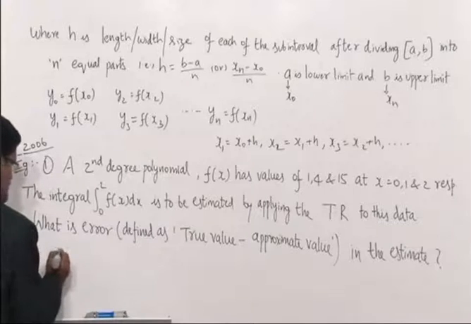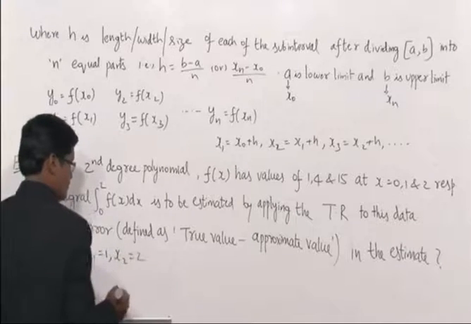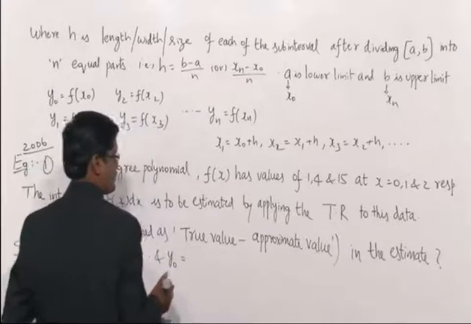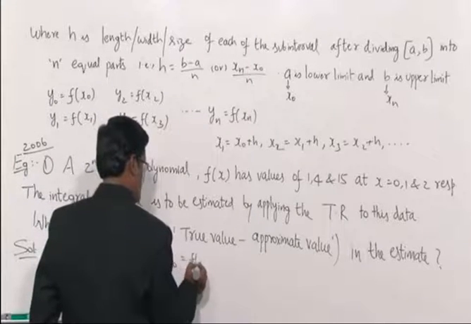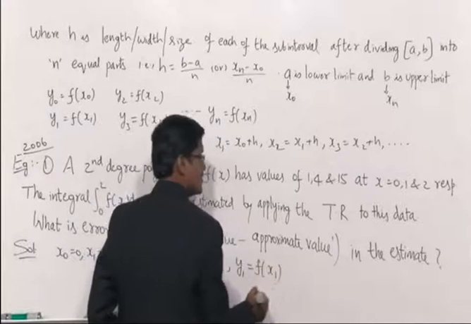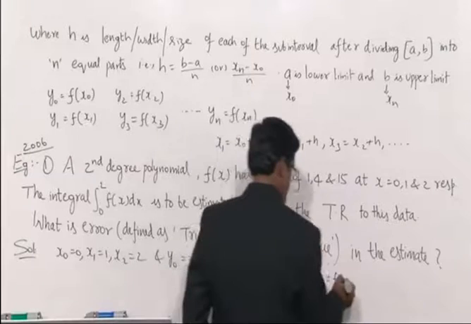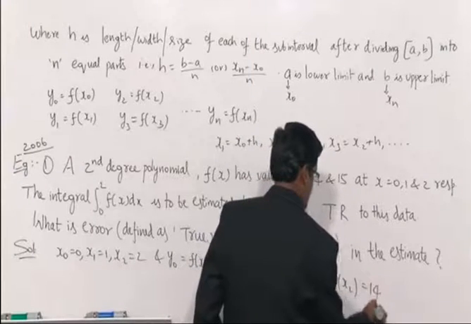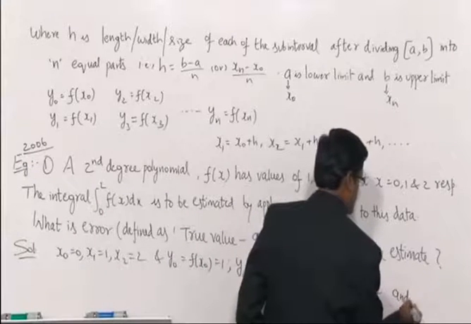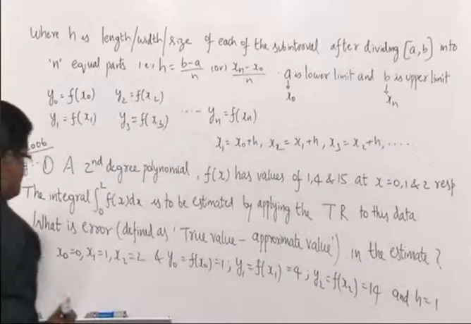Here x0 is 0, x1 value 1, x2 value 2. And y0 value, that is f of x0, which is also given, 1, y1 is f of x1, that is 4, y2 is f of x2, 15. Not required h, and h value is the difference of the consecutive x values, that is 1. Between 0, 1, 2, what is the difference? h is equal to 1.